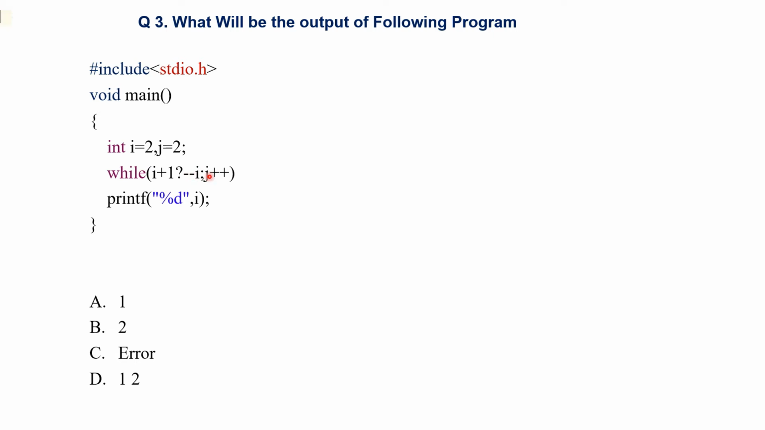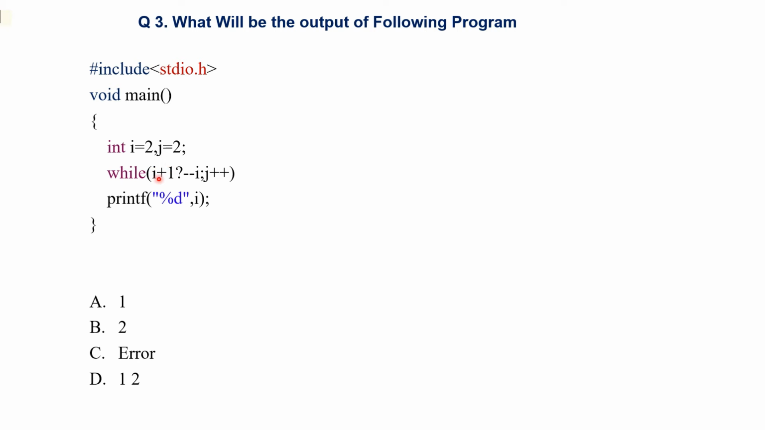So hence the next statement will be executed. So the value of I will be displayed. So now the value of I becomes 1. So 1 will be displayed with this printf function. Again control goes to the loop and this will be executed. The value of I is now 1. So 1 plus 1 will be equal to 2.